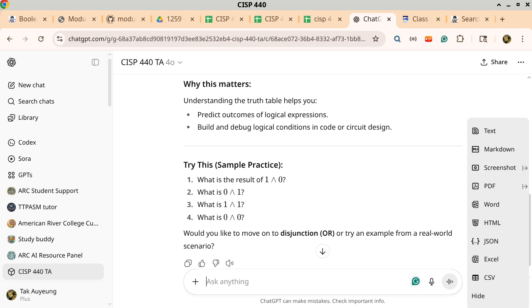The answer to 1 is 0. The answer to 2 is 0. The answer to 3 is 1. The answer to 4 is a 0. So it would actually check whether you got it or not. So that's what the TA does. The TA bot doesn't just give you the answer, it will give you some interactive activity just to double check that you got the concept.